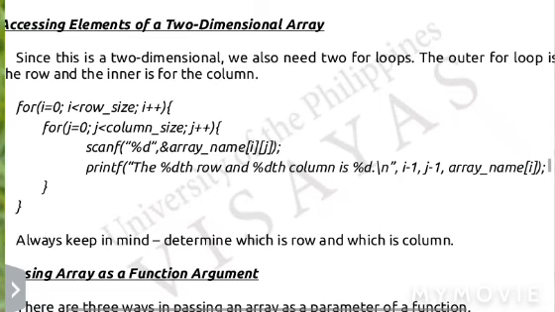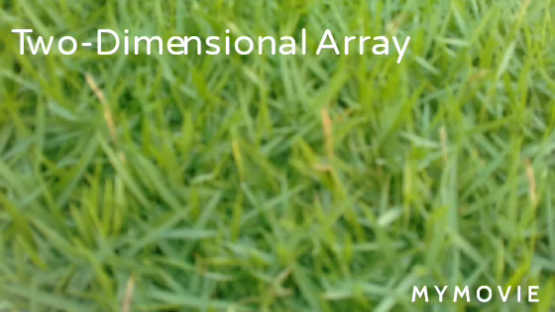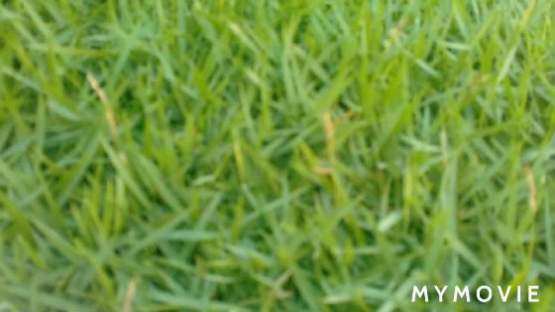Okay, it is the same in printf. So "Row %d, column %d is %d", with i minus 1, j minus 1, and the array name. So always keep in mind to determine which is the row and which is the column.